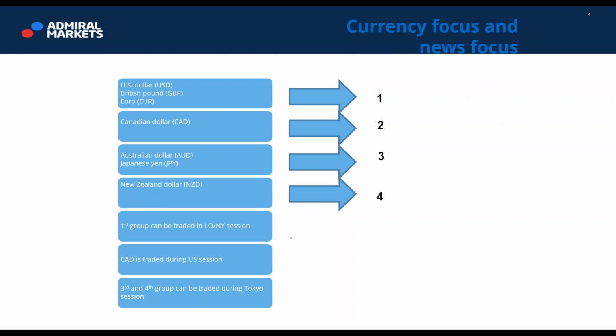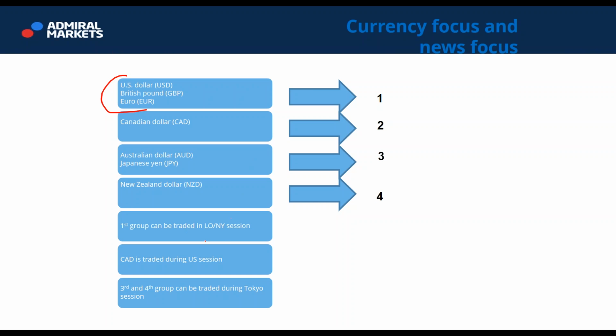I have divided the pairs into 4 different groups. The first group is US dollar. The second group is British pound. The third group is euro. The fourth group is Canadian dollar. Sorry guys, this is the first group: euro dollar, British pound, euro dollar. Then Canadian dollar is the second group. Australian dollar, Japanese yen is, of course, the third group. And the fourth group is New Zealand dollar.